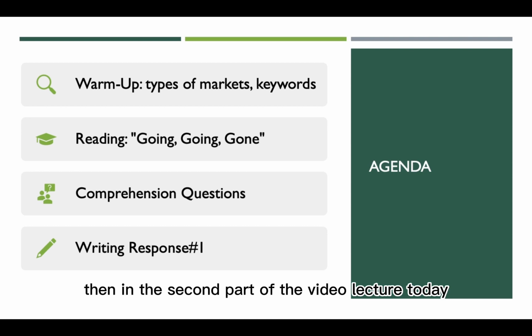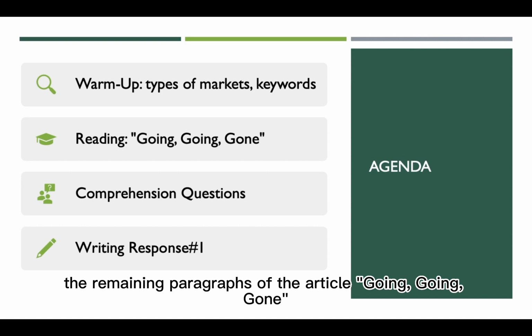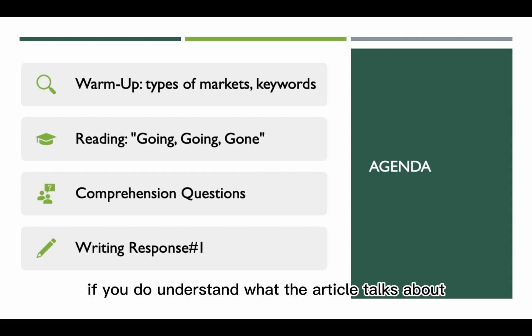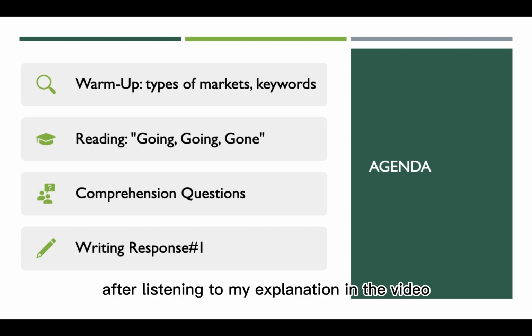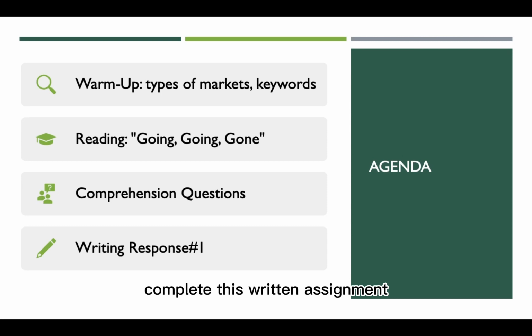Then, in the second part of the video lecture today, we are going to deal with the remaining paragraphs of the article Going, Gone. Then I will ask you a few comprehension questions to check again if you do understand what the article talks about. Finally, I am going to assign you the first writing assignment. After listening to my explanation in the video, you will know exactly what the questions are and how you should complete this writing assignment. So, this is our agenda for today.